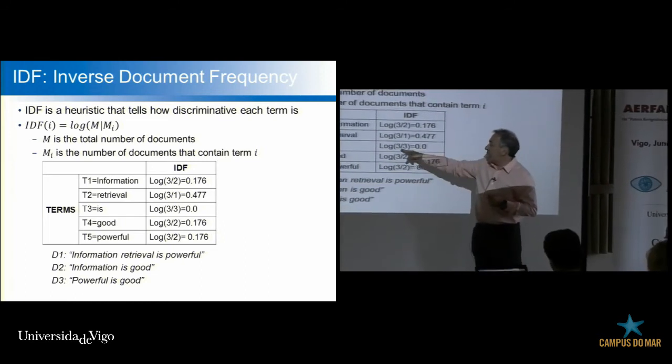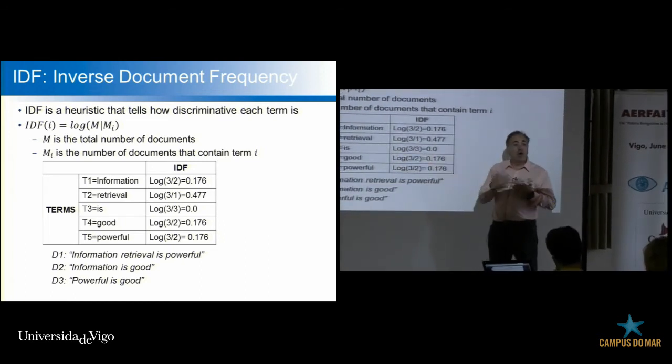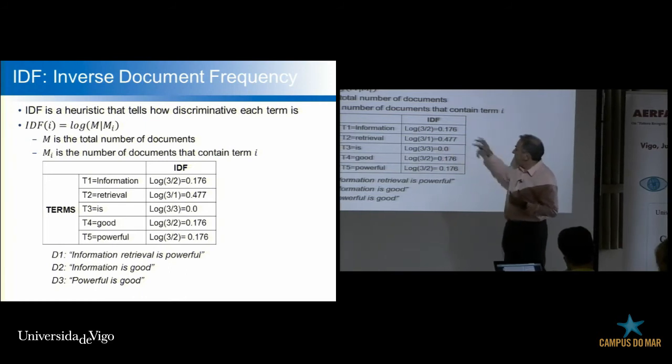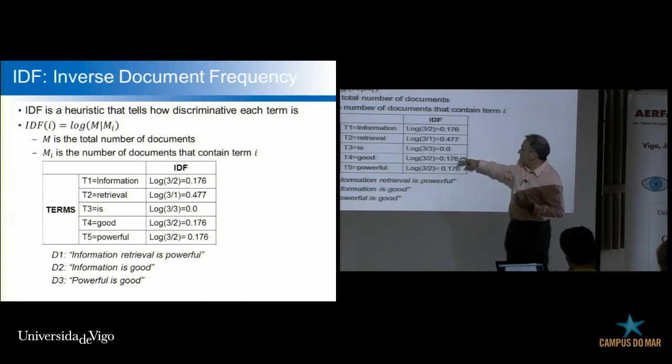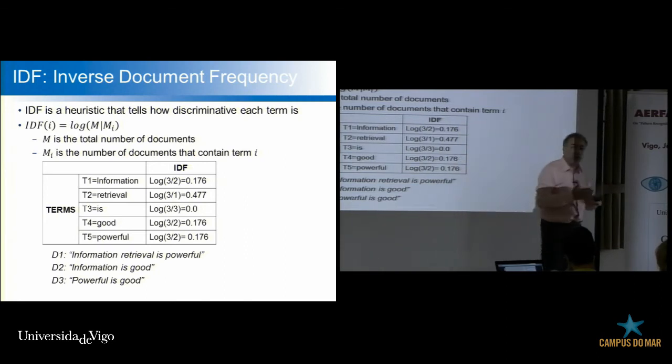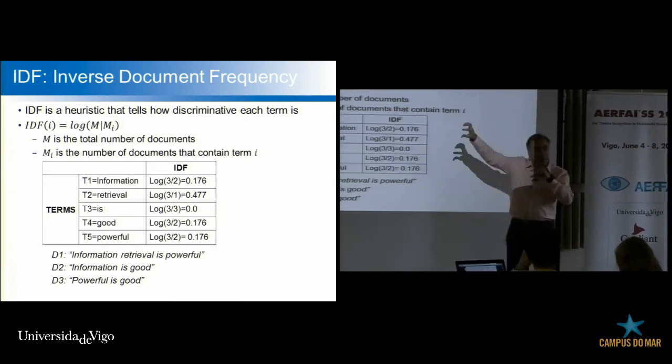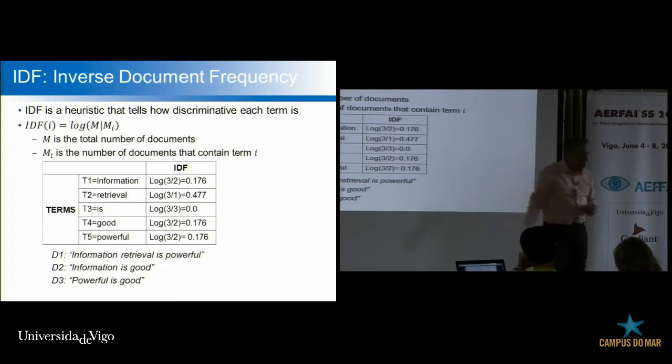If you use the word is, that word has no value at all, because it happens in all 3 documents, so it doesn't help me figure out which document it is. It doesn't have any discriminating power. So the IDF term is 0. And all the other words, information, good and powerful, are equally helpful in discriminating. There are 2. It will help you get rid of one of them, but there are still 2 that you don't know. So those are the IDF values.